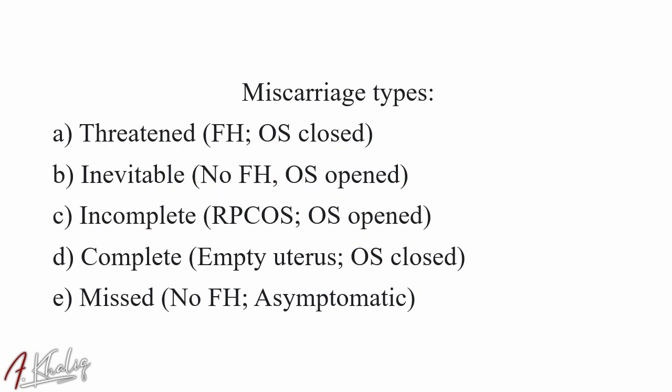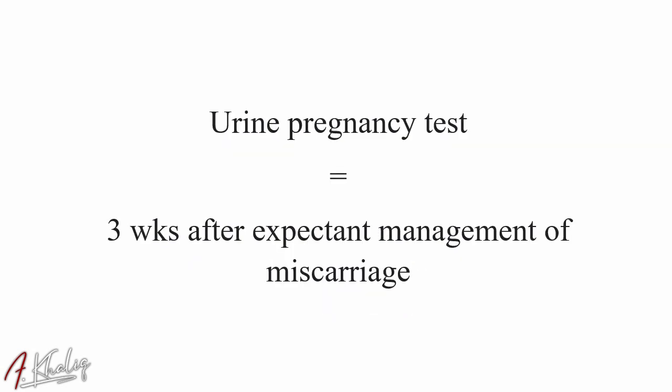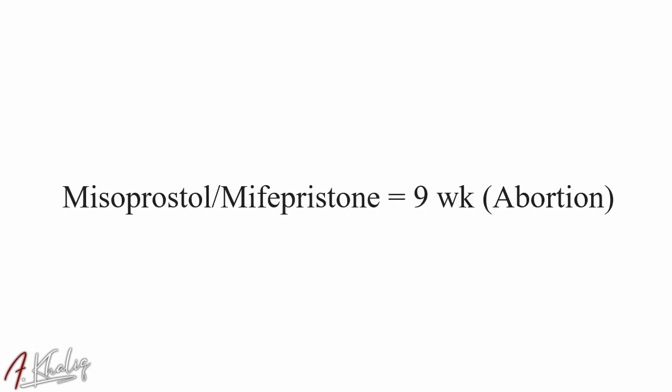In the incomplete miscarriage, you're going to see retained products of conception and the os is open again. In the complete miscarriage, you're going to see completely empty uterus and the os is completely closed. If you talk about the missed miscarriage, you have no fetal heart, and this is usually asymptomatic. After you go for the expectant management for the miscarriage, you have to go for the urine pregnancy test 3 weeks after the management. If you want to go for abortion at 9 weeks, you can choose misoprostol and mifepristone combination.